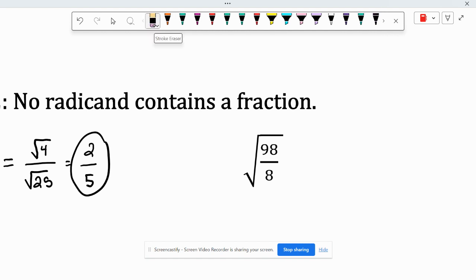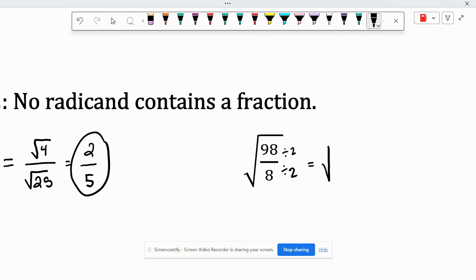But they're both even. If they're both even, they're divisible by what? 2. What if we divide this by 2? Oh my gosh, that becomes 49 over 4. I just simplified the fraction. And that's the same thing as the square root of 49 over the square root of 4. Yeah, 7 over 2. Good job.